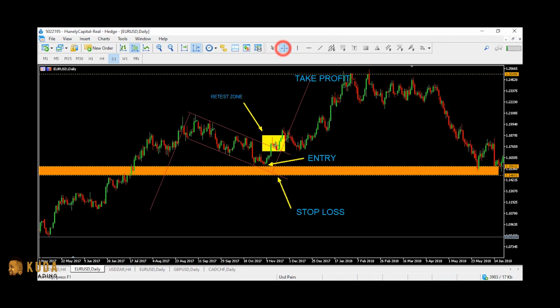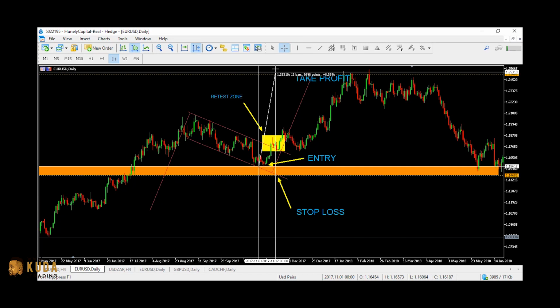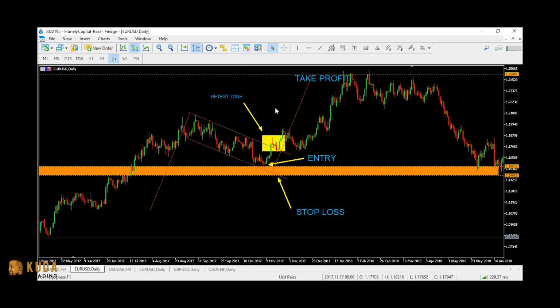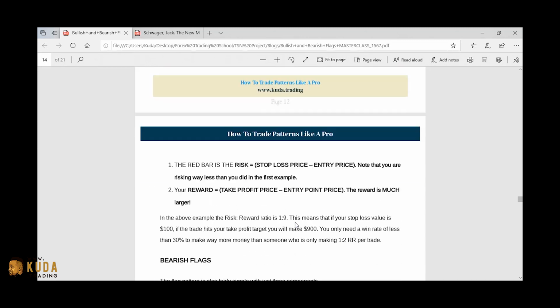Let's now measure the risk reward. Your risk in pips is exactly 100 pips or 1,000 points, as you can see there. Your reward, oh my goodness, is 944 pips. So that's 9 times as much. That's just what you need to do, guys. This is what you need to be learning.